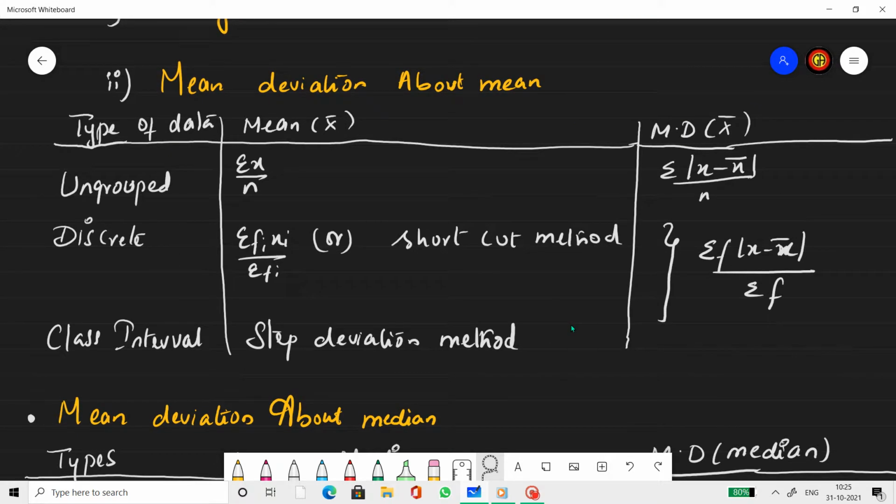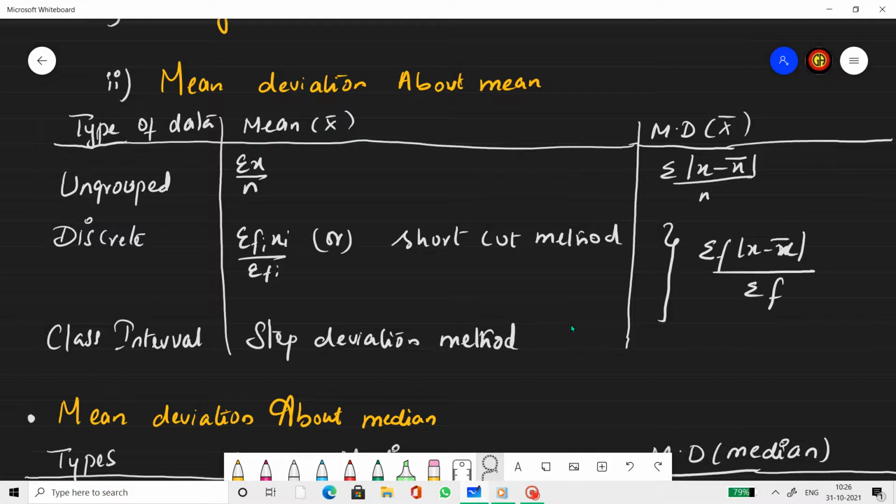First one is mean deviation about mean. Types of data: data are broadly classified as ungrouped data, discrete data, class interval data or continuous data. Ungrouped means you only find some set of numbers without any assignment as x or f or something like that. Simply some data are given. So that is said to be an ungrouped one.